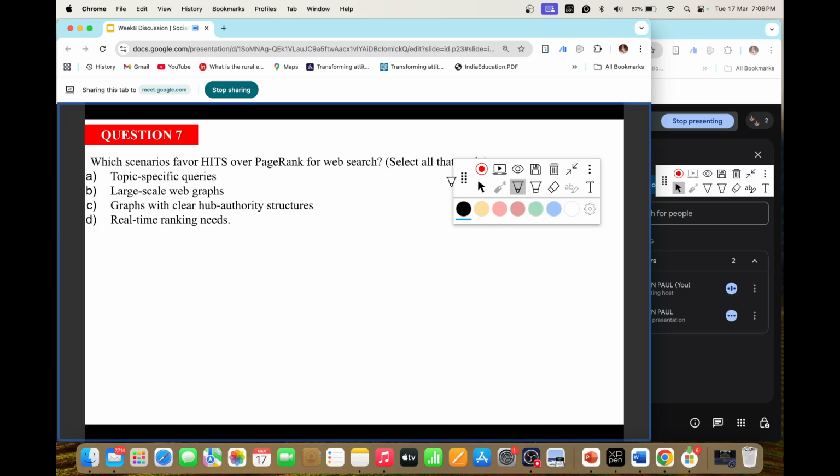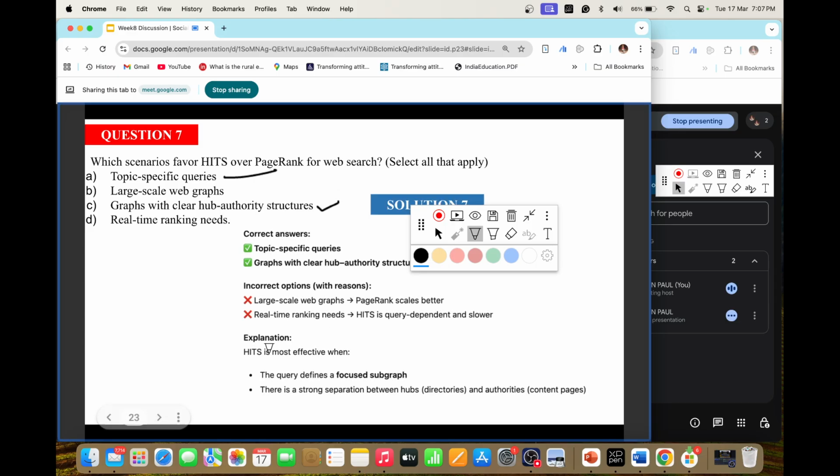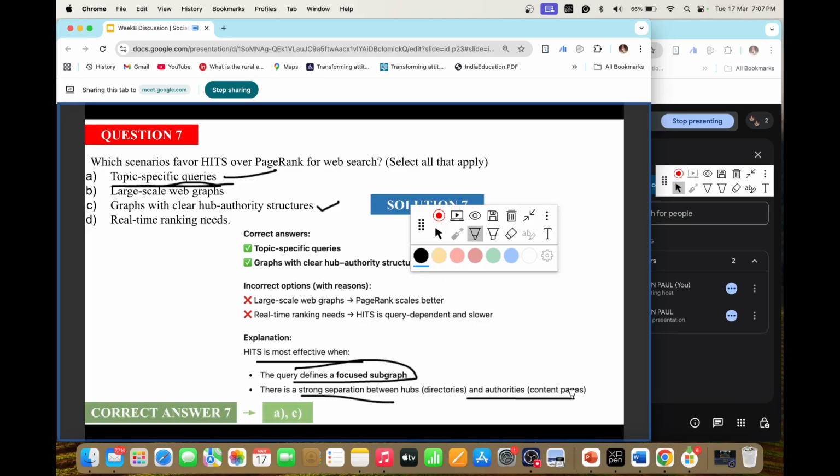Which scenario favors HITS over PageRank for web search: topic specific queries, large scale web graphs, graphs with clear hub authority structure, or real time ranking needs? Okay, so here option A as well as option C is the correct answer, that is topic specific queries and graphs with clear hub authority structure. HITS is most effective when the query defines a focused subgraph. That is why topic specific queries matter, and there is a strong separation between hub directories and authority, that is content pages. So option A as well as option C is the correct answer.